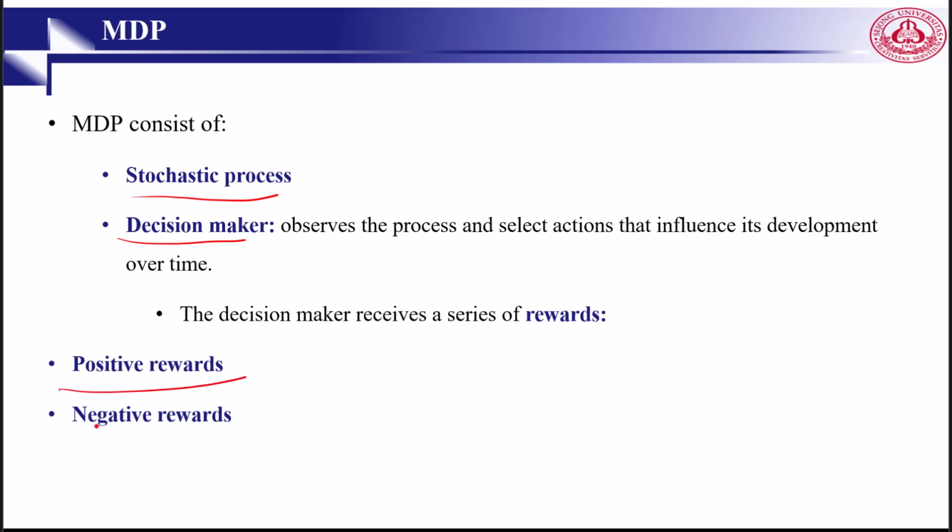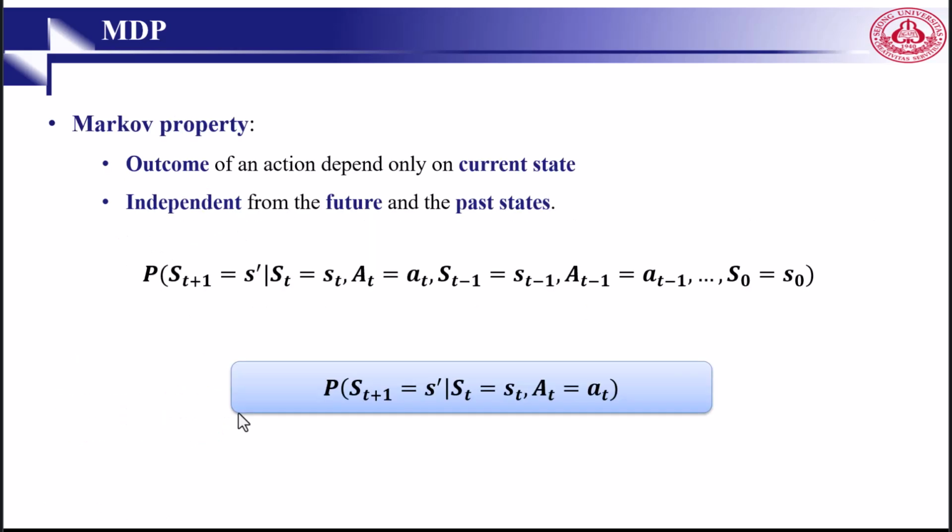We may have positive rewards and negative rewards, as I already explained. Roughly speaking, a process satisfies the Markov property if one can make predictions for the future of the process based solely on its present state, just as well as one could knowing the process's full history, so independently from such history, that is, conditional on the present state of the system. Its future and past states are totally independent. We call it memorylessness, right? This is for the Markov decision process.